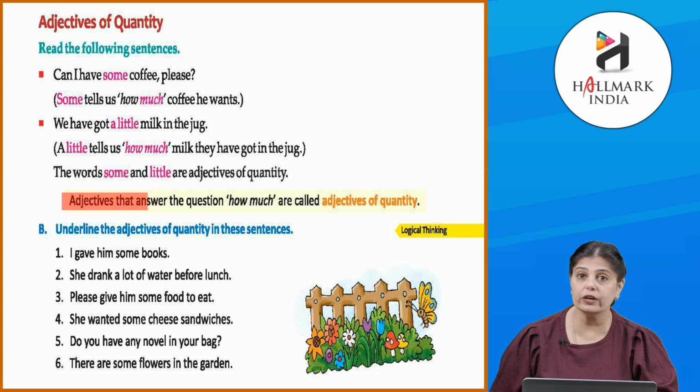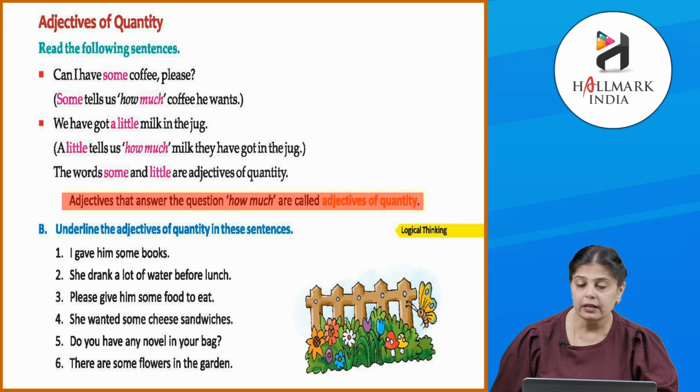Adjectives that answer the question how much are called adjectives of quantity. So if we want to know how much there is, we ask the question how much. For example, how much coffee do you want? Can I have some coffee please? Understood? Every time you want to know what type of adjective it is, you have to start asking questions. For quantity, to find out, you ask how much.